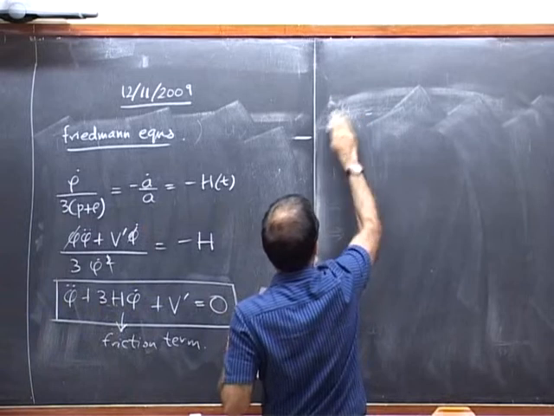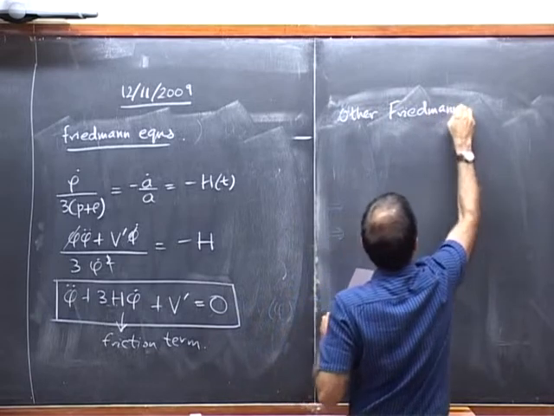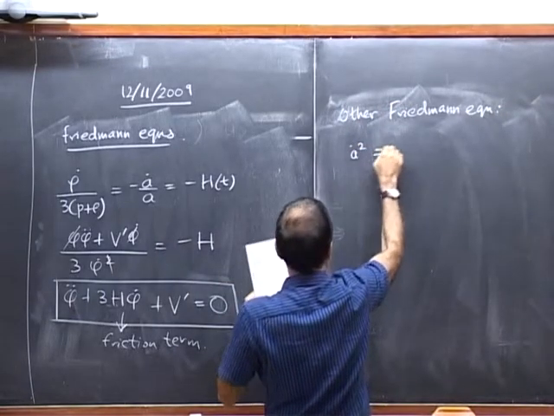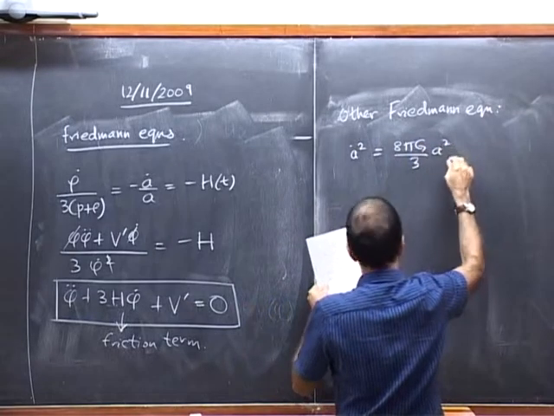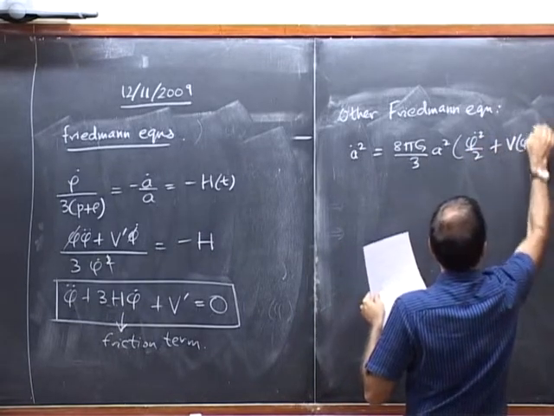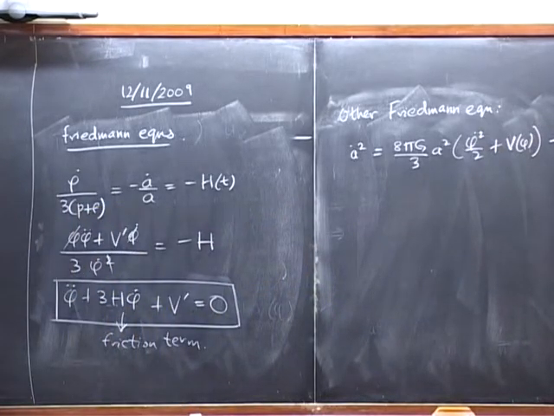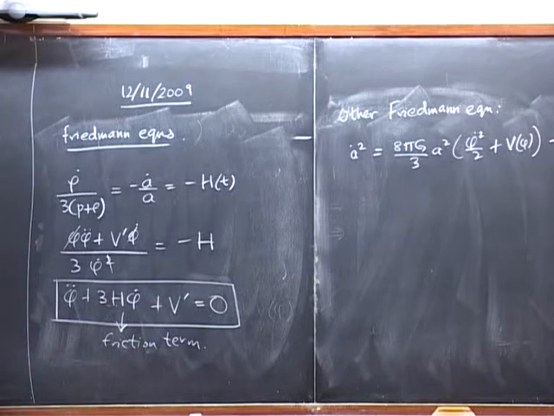So the other Friedmann equation, actually it might be the first one, when translated into this language, just says that a dot squared is equal to 8 pi G by 3, a squared into phi dot squared by 2 plus V of phi, minus k. So there you have it, a pair of equations for the dynamical evolution of phi of t and a of t. And all the information from Einstein's equations is contained in these two equations.